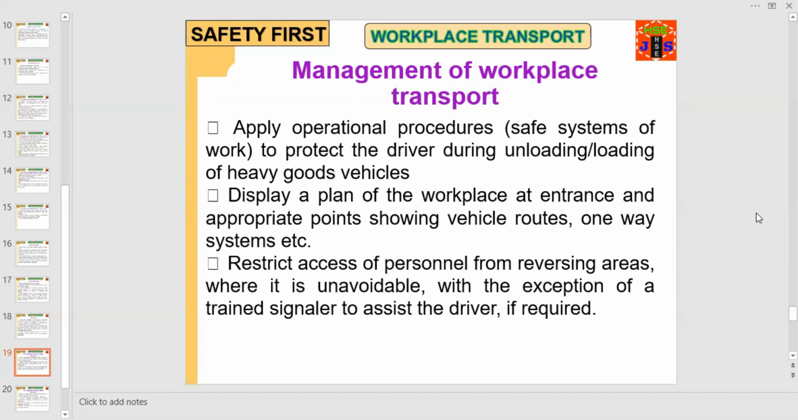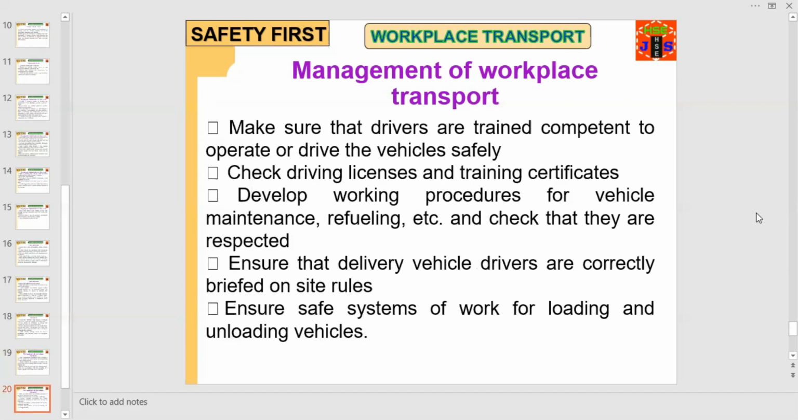Restrict access of personnel from reversing areas where it is unavoidable, with the exception of a trained signaler to assist the driver if required. Make sure that drivers are trained and competent to operate or drive the vehicles safely. Check driving licenses and training certificates must be available and validated. Develop working procedures for vehicle maintenance, refueling, etc., and check that they are respected.